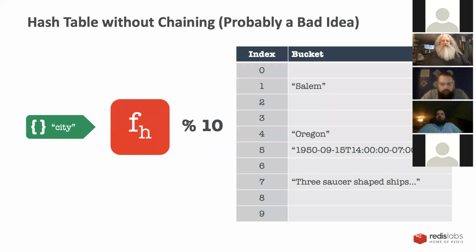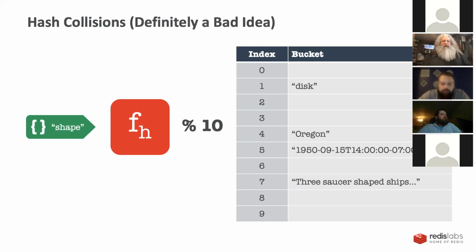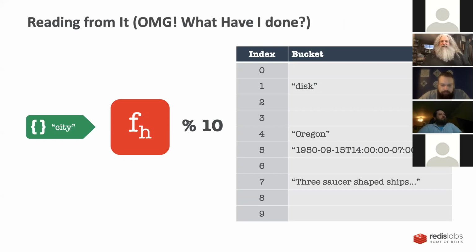Here's a simple example of an absolutely terrible probabilistic data structure. I don't think anyone's ever done this. I don't recommend it. But you don't have to actually do chaining in a hash table. You could just shove the value of city in and say Salem, then shove the value of shape in, and it overwrites the city with disk. And then when you go to retrieve city, it returns the wrong value. And so sometimes it's lying to you.